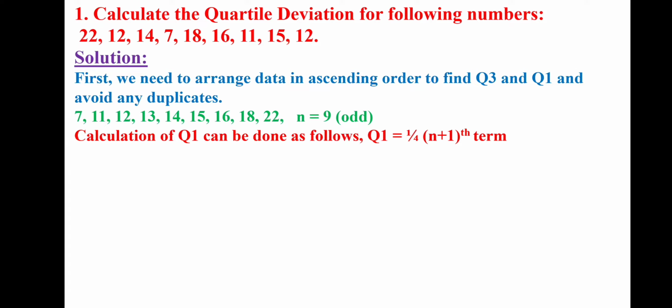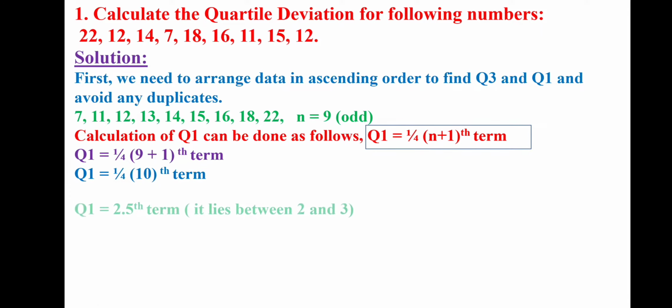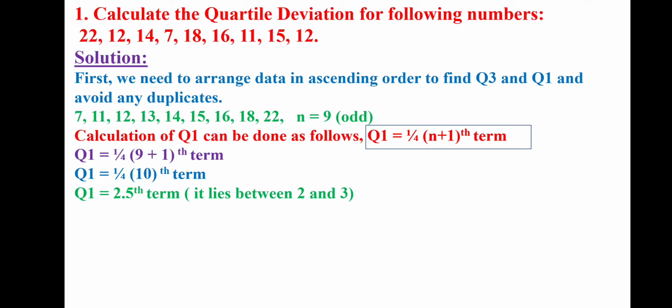Substitute the n value: 9 plus 1 divided by 4. Then we can say 1/4 of the 10th term. So we can simplify that to 2.5. This value lies between 2 and 3. Which one? 2.5. So we will consider the second term and the third term. What is the second term? 11. The third term is 12. So we can use that format.